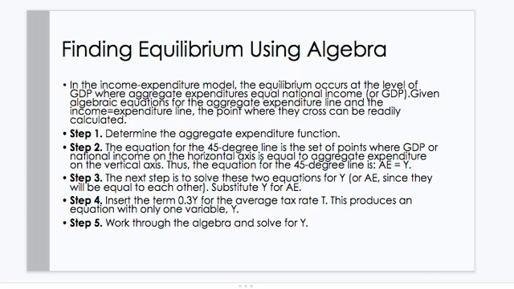Step 3, the next step is to solve these two equations for Y, or AE, since they will be equal to each other. Substitute Y for AE. Step 4, insert the term 0.3Y for the average tax rate, T. This produces an equation with only one variable, Y. Work through the algebra and solve.